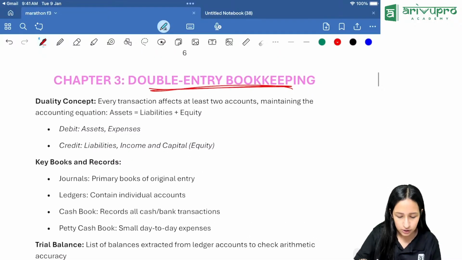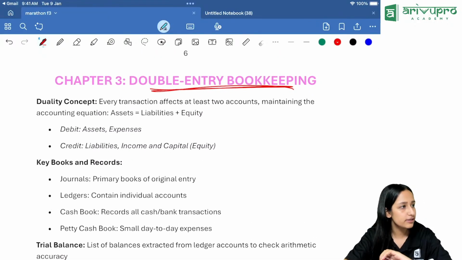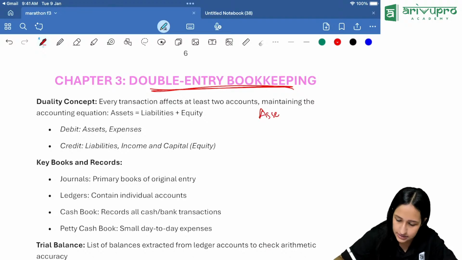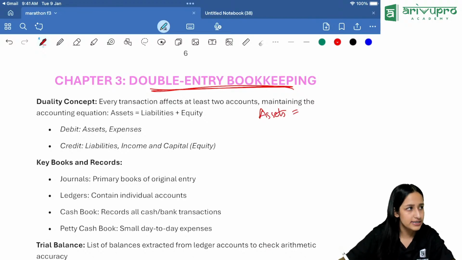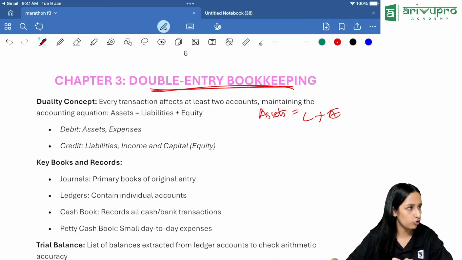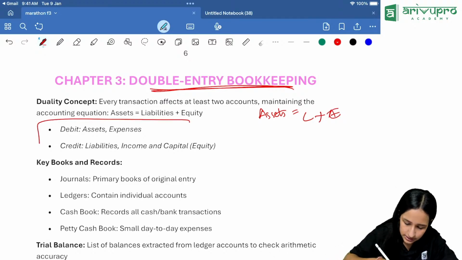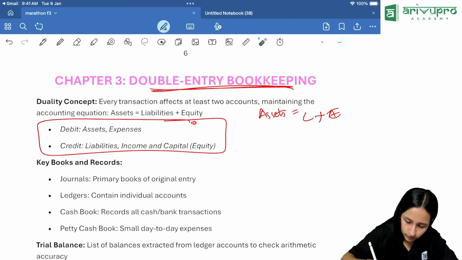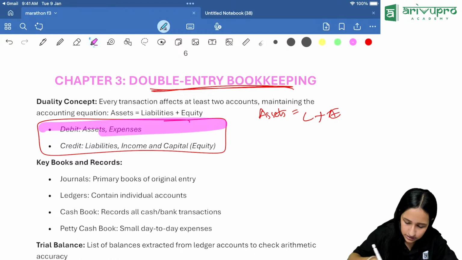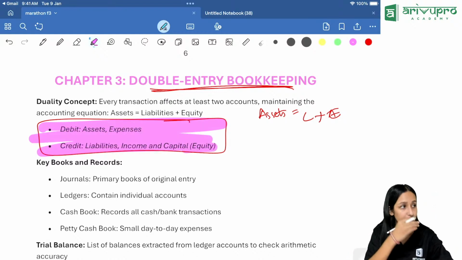Right, the duality concept. Every transaction that you have will always have two entries. It will affect two accounts basically. So you know how in the balance sheet assets is always equal to liability plus equity. This is what we follow. Now this is the most important thing you can know for all the journal entries, for everything. If you know this, you can create journal entries very easily.